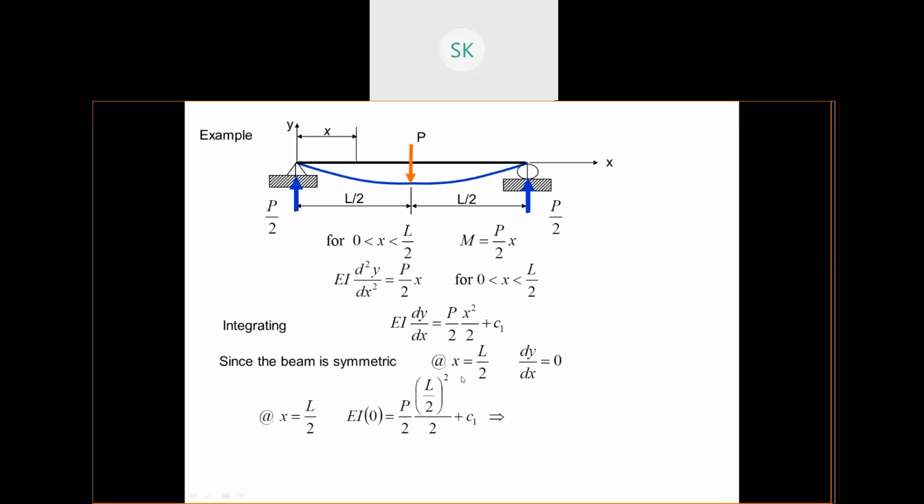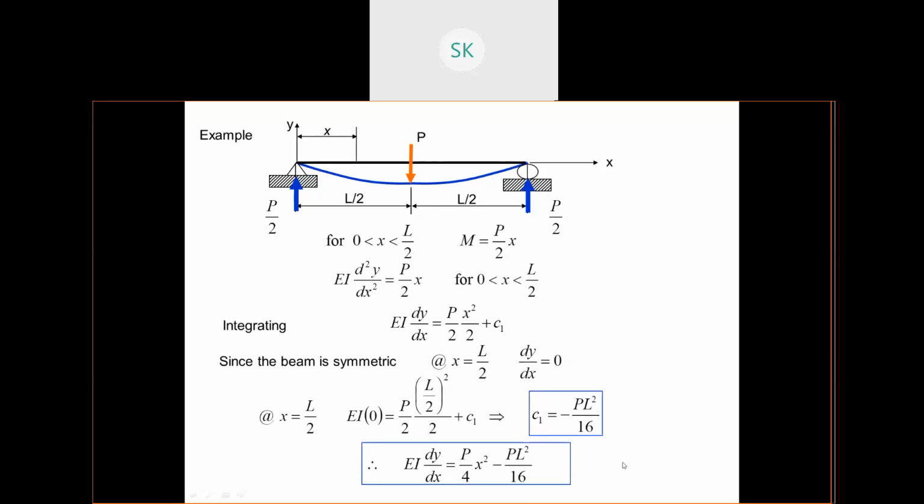Since the beam is symmetric, at x equals L by 2, your dy by dx will be 0. That is, your slope will be 0 at this position. So I have taken x equals L by 2, dy by dx equals 0. You were asking why dy by dx: this is the slope. So where the slope is 0, take x equal to that distance only. Find the C1 value, put the C1 value in this equation. This is your slope equation for a simply supported beam with point load.